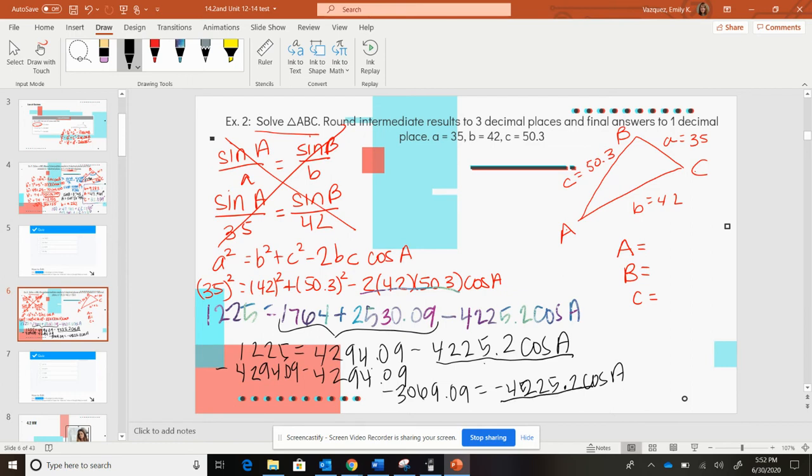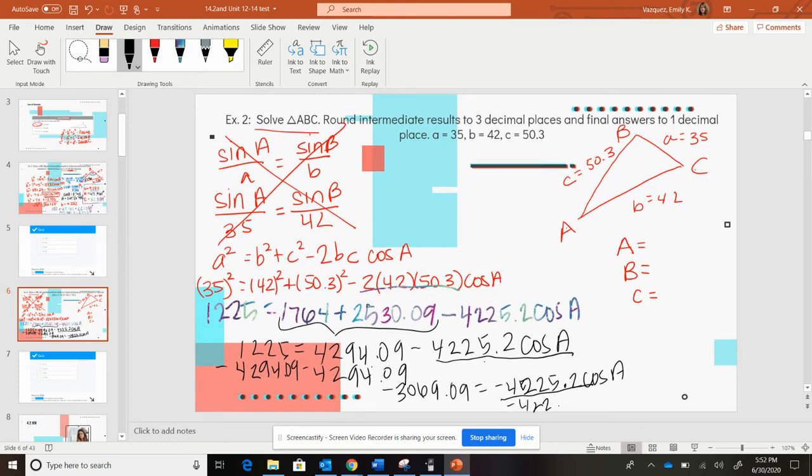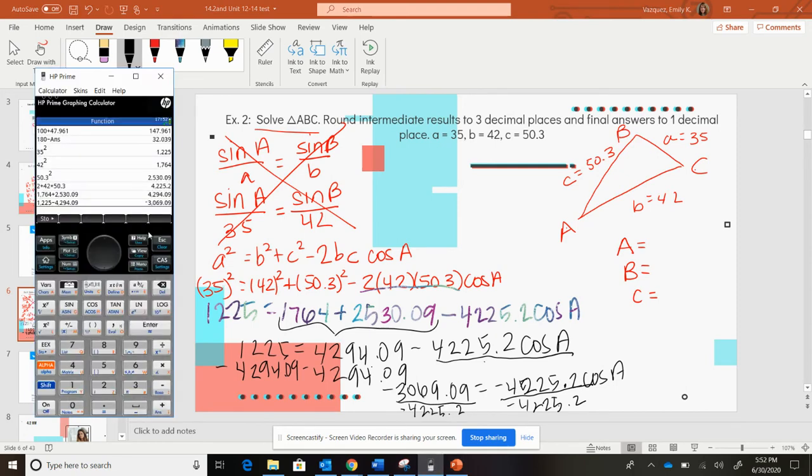Okay, I want to get my A by itself, so now I'm going to go ahead and divide by 4225.2. Not just that, but it's also negative, right? So let me pull up my previous solution, and now I'm going to divide by negative 4225.2. I could double click it up here, or I could just type it in. And I'm going to get 0.726.